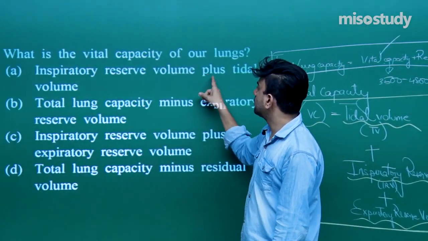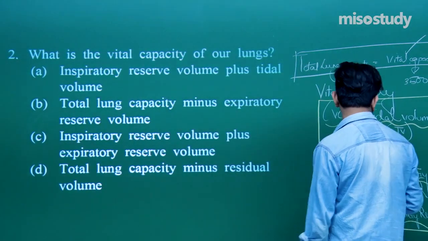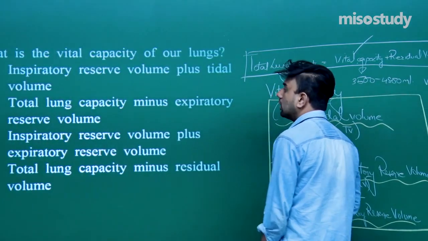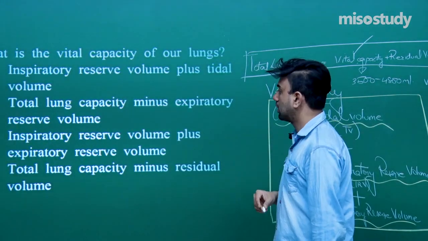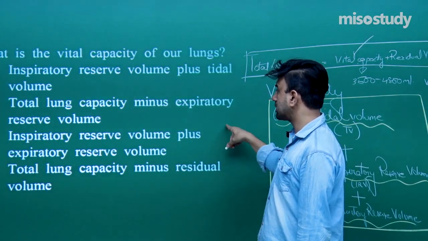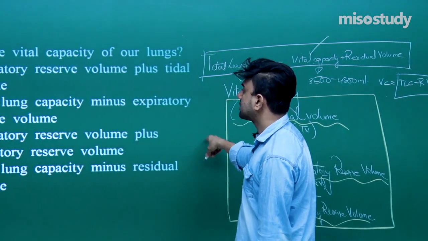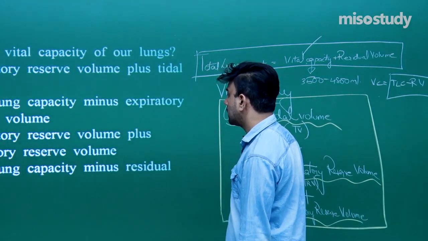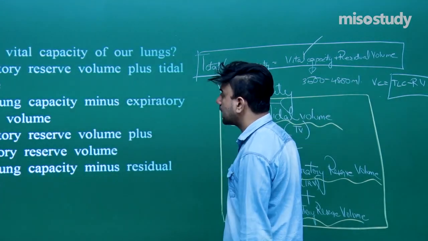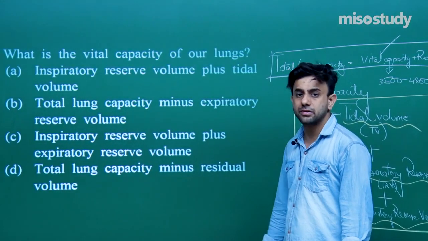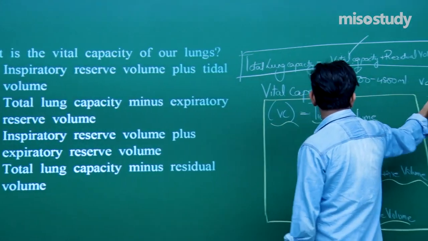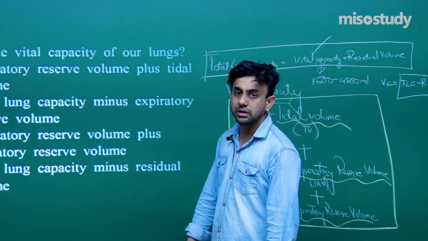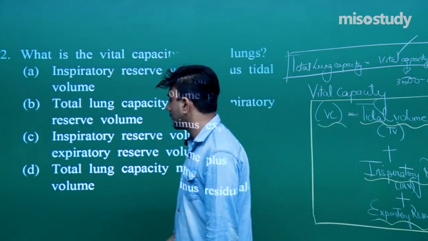So, inspiratory reserve volume plus tidal volume, no. Total lung capacity minus the expiratory reserve volume, that also will not be right. Inspiratory reserve volume plus expiratory reserve volume, no. The last one, total lung capacity minus the residual volume, that would be the answer for this one.